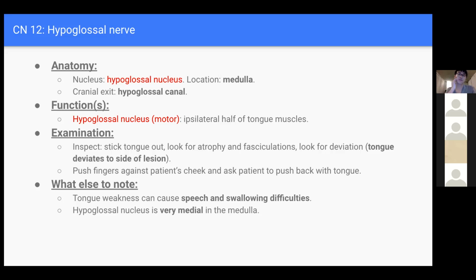You can also just push your fingers up against their cheeks and have them push back against your fingers through their cheek with their tongue and see how strong their tongue is. That's another way to examine it. So in terms of what you should note, patients might also complain of speech and swallowing difficulties. As you can imagine, tongue function is important for those. And lastly, the hypoglossal nucleus is very, very medial in the medulla. In the dorsal medulla, the hypoglossal nucleus is the most medial nucleus. So you should know this.